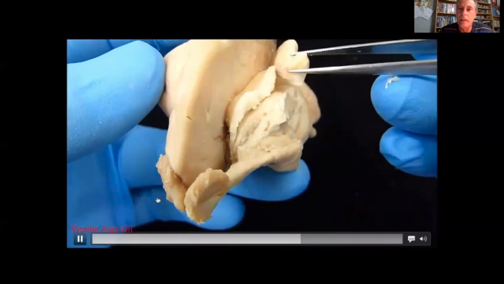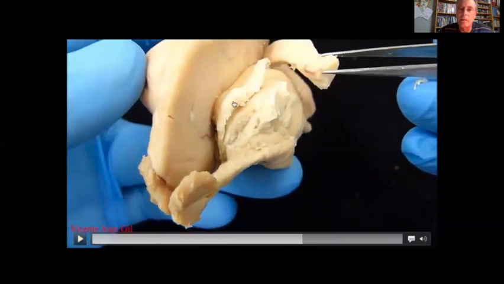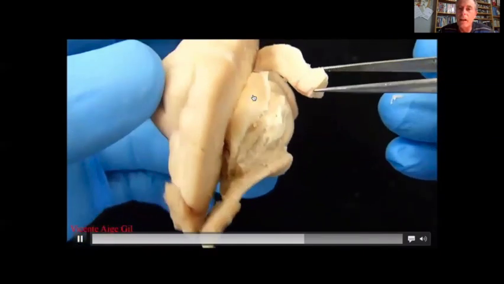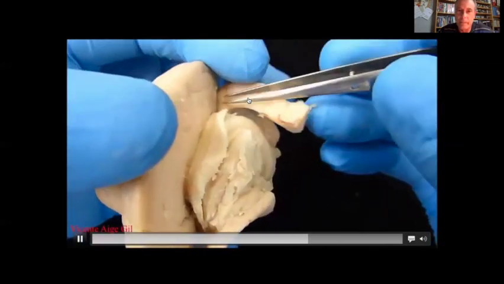We remove the cingulate gyrus and we identify here the corpus callosum. Commissural fibers.